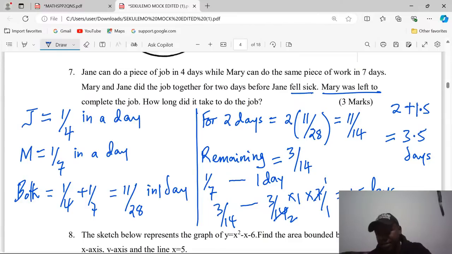3.5 days. Yes, the total work is 3.5 days. Alternatively, there is another setting which could have asked, how long did it take Mary to finish the remaining work? But this is different now. Apart from taking 1.5 days to finish the remaining work, the question is about how long it took to finish the job. There were 2 days in which the girls had worked together.